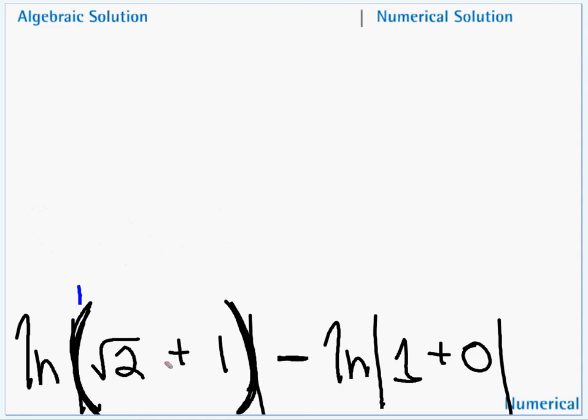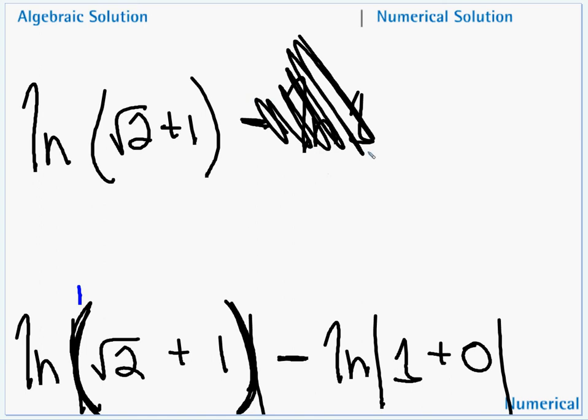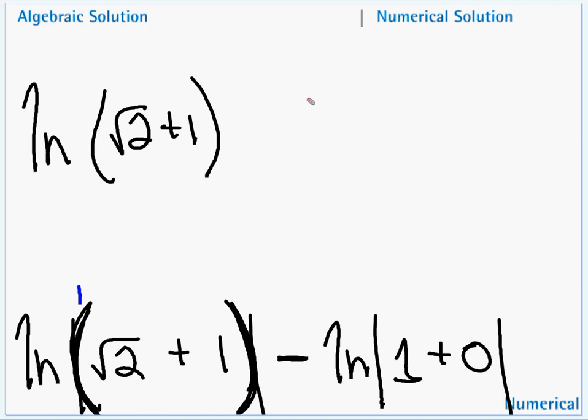So the first term, I'm just going to leave it like that. It is a very exact answer: natural log of root 2 plus 1. And then we'll have minus, that's just going to be the natural log of 1. And I hope you've memorized that the natural log of 1 is 0. So that term just disappears, and there's our final answer.